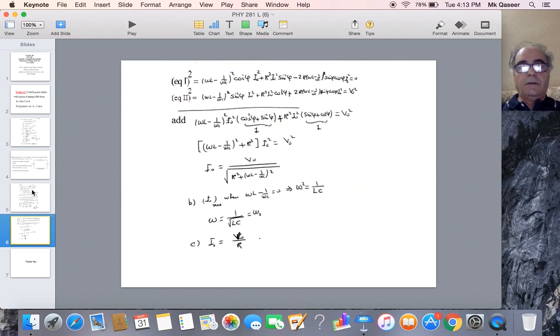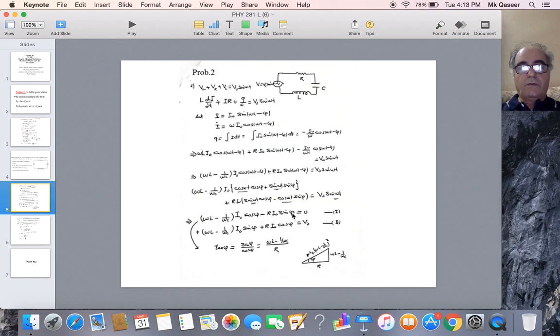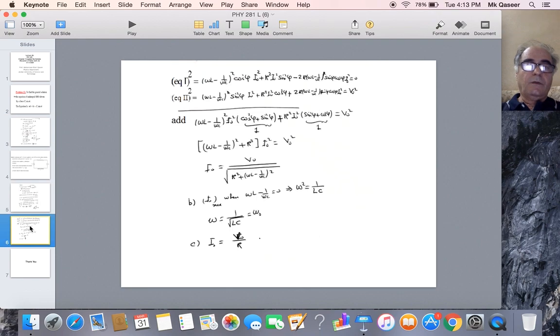Now to get the current I0, we have to square the first equation and the second equation and add them together. Doing so, we get this expression for equation number 1 squared, and this is for the second equation. When you add them, the cross terms cancel, and now simplifying, we get I0 equal V0 over the square root of R squared plus omega L minus 1 over omega C, the whole thing squared.